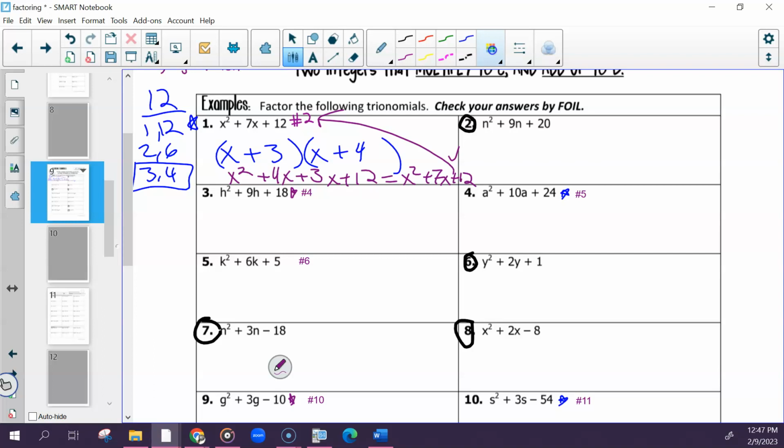What questions do we have so far? Eva, make sure you're writing this down.